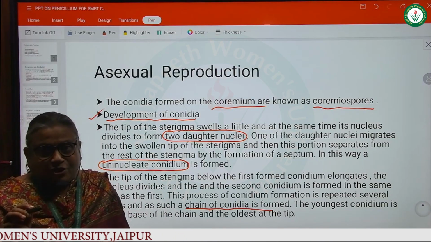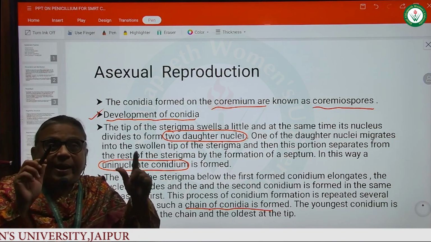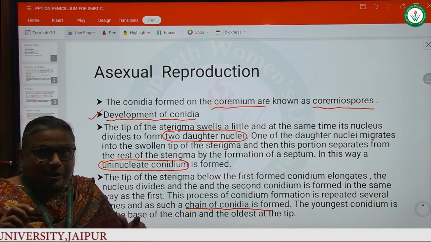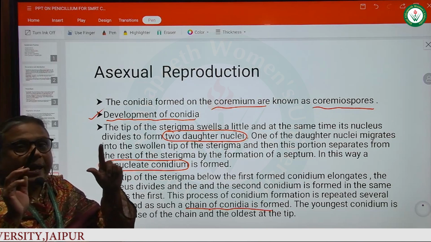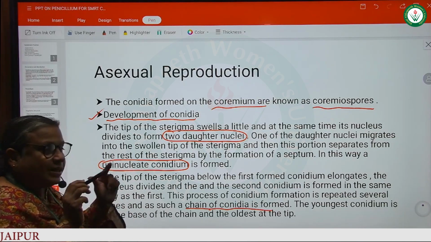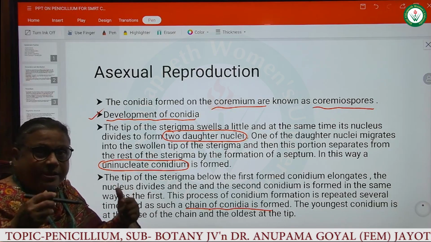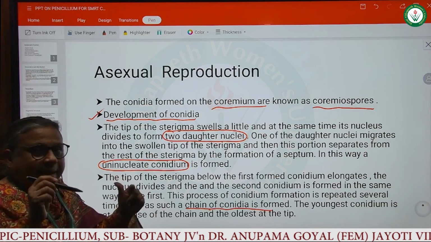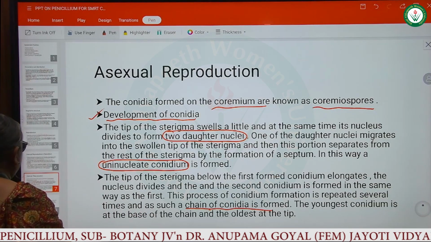What do we understand by the term basipetal succession? It means the youngest conidium is at the base of the chain, and the oldest conidium develops at the tip of the conidiophore.